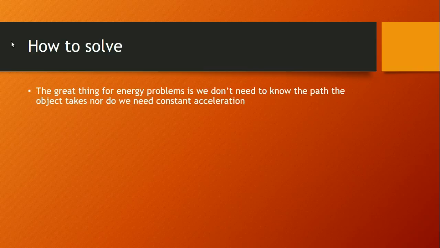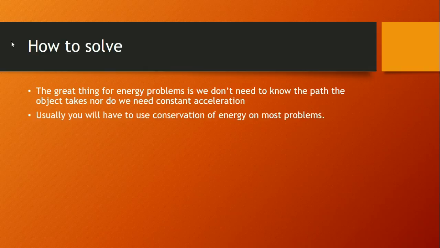The great thing about energy, first of all, is that we do not need to know the path the object takes. In kinematics, we had to know there was constant acceleration, or that it's in free fall, falling straight down, going in a straight line. But in energy, it can go in all sorts of different shapes, like curves. It can go up and down a hill or down a ramp. In energy, we do not need to know the path. That's the great thing about energy. And usually we use the conservation of energy principle in pretty much every problem.